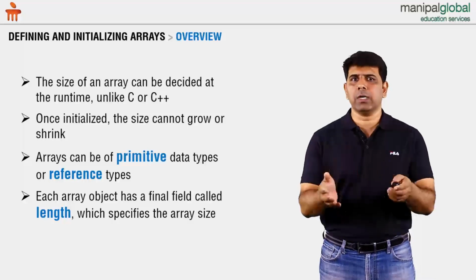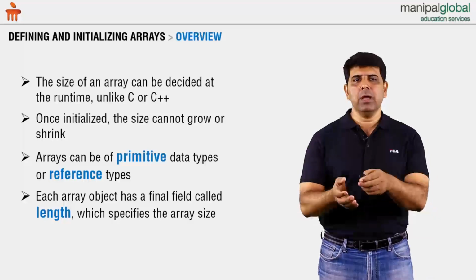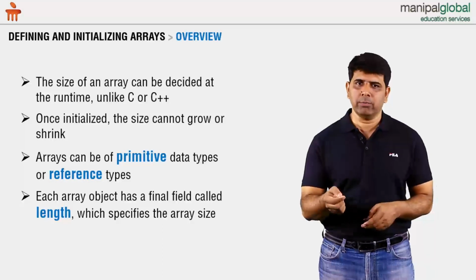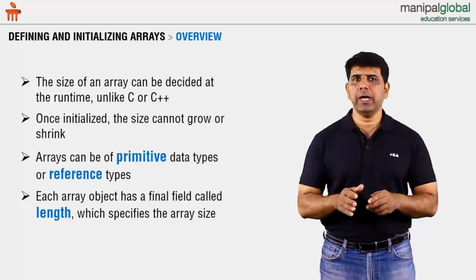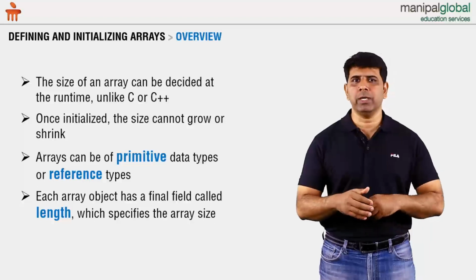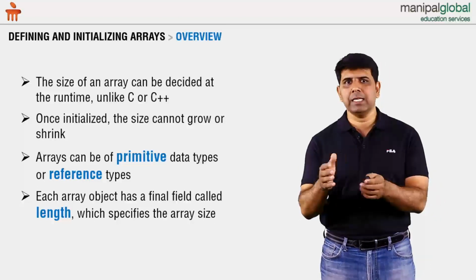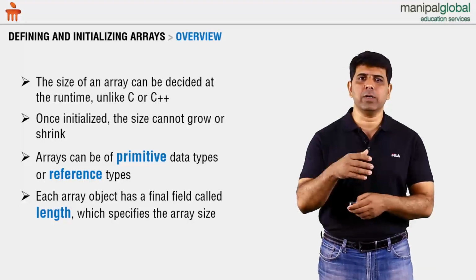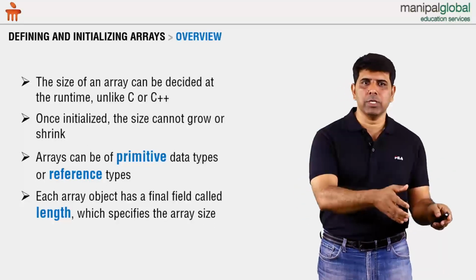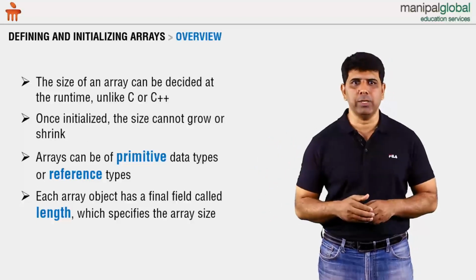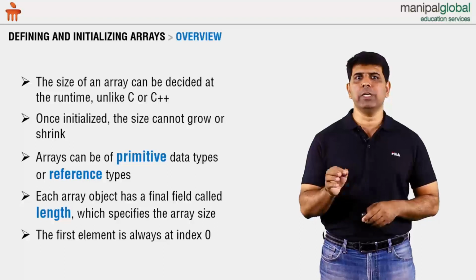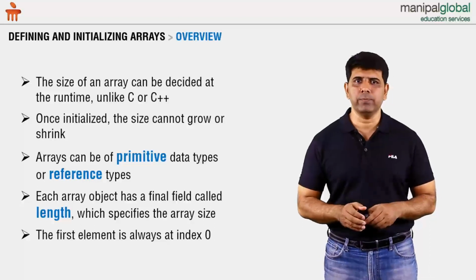Each array object has a final field called length. Like in our classes, where we have some member variables, an array object also has one member variable whose value cannot be changed, called length, and it defines the size. So, at any point in time, if you want to check the array size, especially when you're accessing the elements, you start from 0, but till where should you go? The length will help you there. The first element is always accessed from 0.